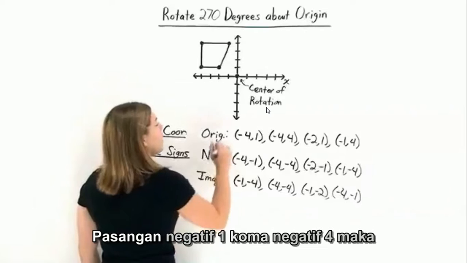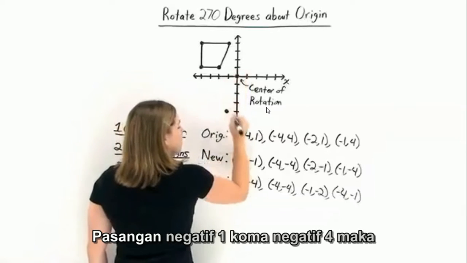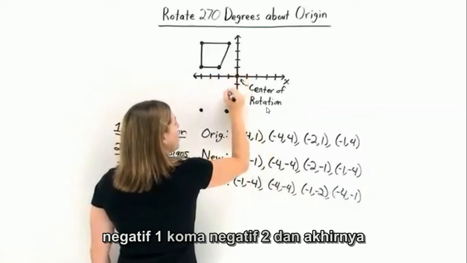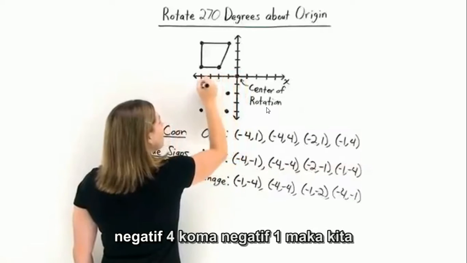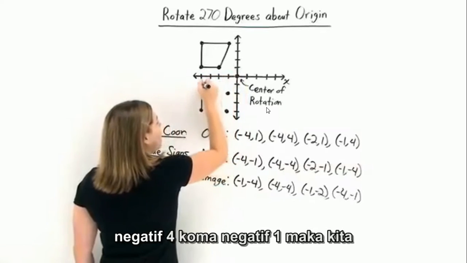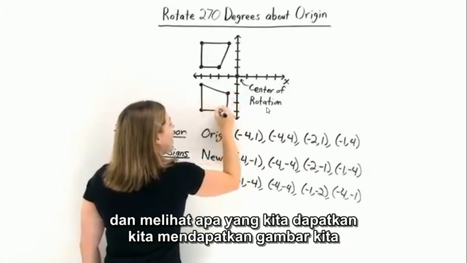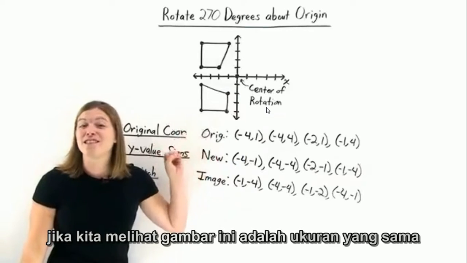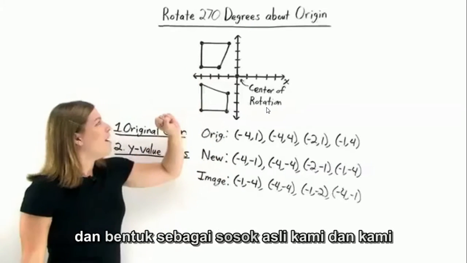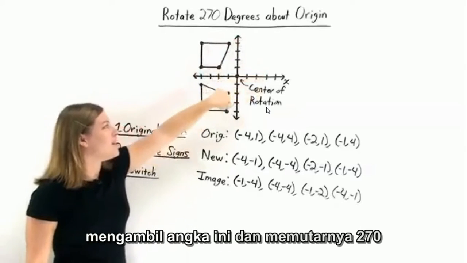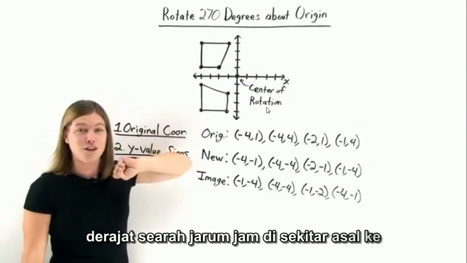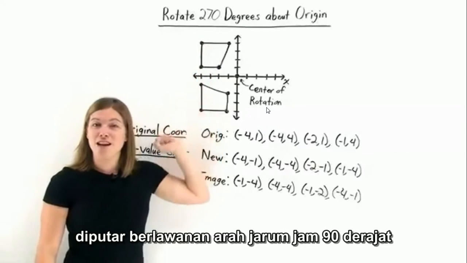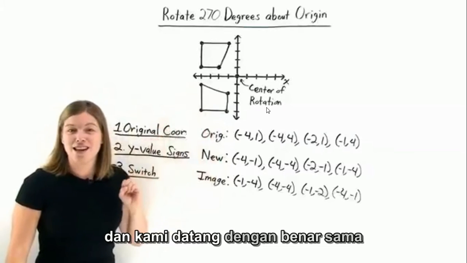We have the ordered pair -1, -4. Then -4, -4. Then -1, -2. And finally, -4, -1. Then we connect these points. And look at what we get. We get our image. If we notice, this image is the same size and shape as our original figure. And we took this figure and rotated it 270 degrees clockwise around the origin. To make this easier and faster, we simply rotated it counterclockwise 90 degrees. And we came up with the same correct image.